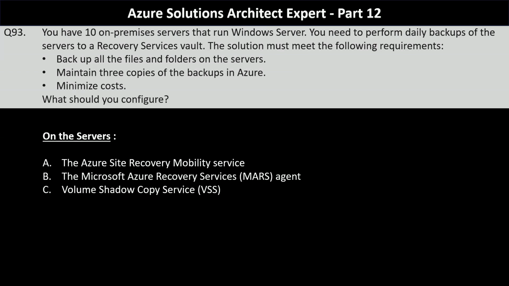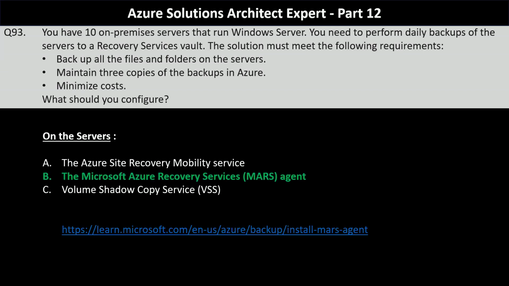The first part of the question is talking about on the servers. The Azure Site Recovery Mobility Service, the Microsoft Azure Recovery Services Agent, Volume Shadow Copy Service, which is VSS. Friends, Azure Backup uses the MARS agent to backup the files, folders, and system state from on-premise machines and Azure VMs. These machines can be backed up directly to a recovery services vault in Azure.